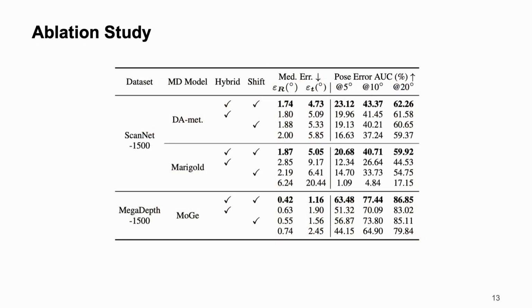Here in the ablation study, we show that modeling the shift is extremely beneficial for scale and shift invariant monocular depth models like Marigold or Moge, but also improves the performance even with metric depth models like the Depth Anything metric model. On the other hand, our hybrid estimation is beneficial for both indoor and outdoor data as it combines our depth-aware solutions and point-based methods and takes advantage of both sides.